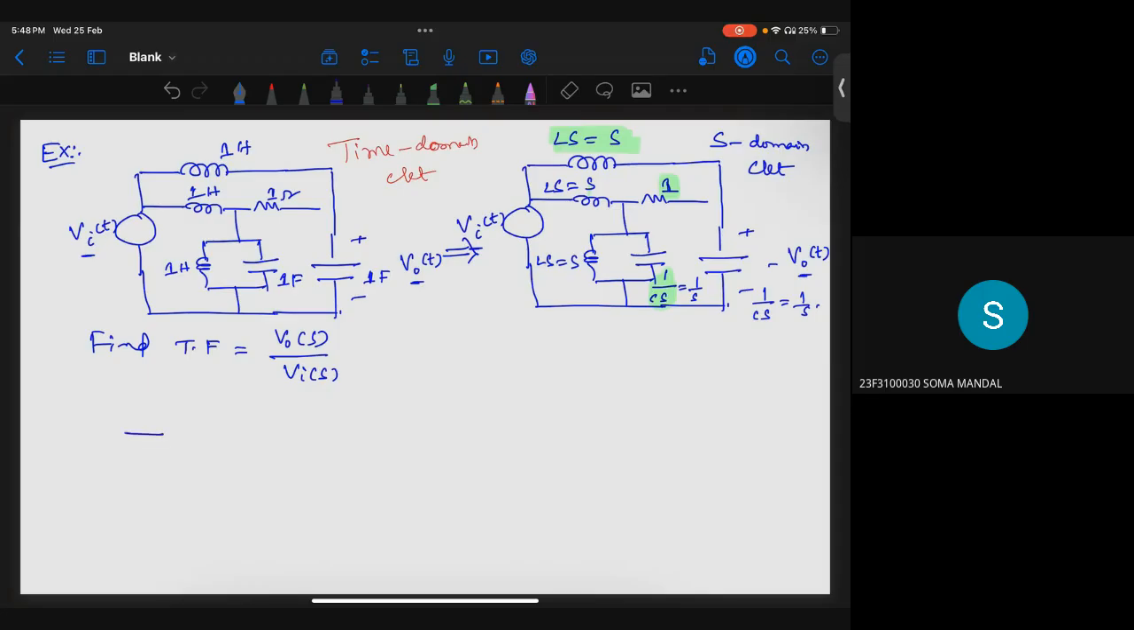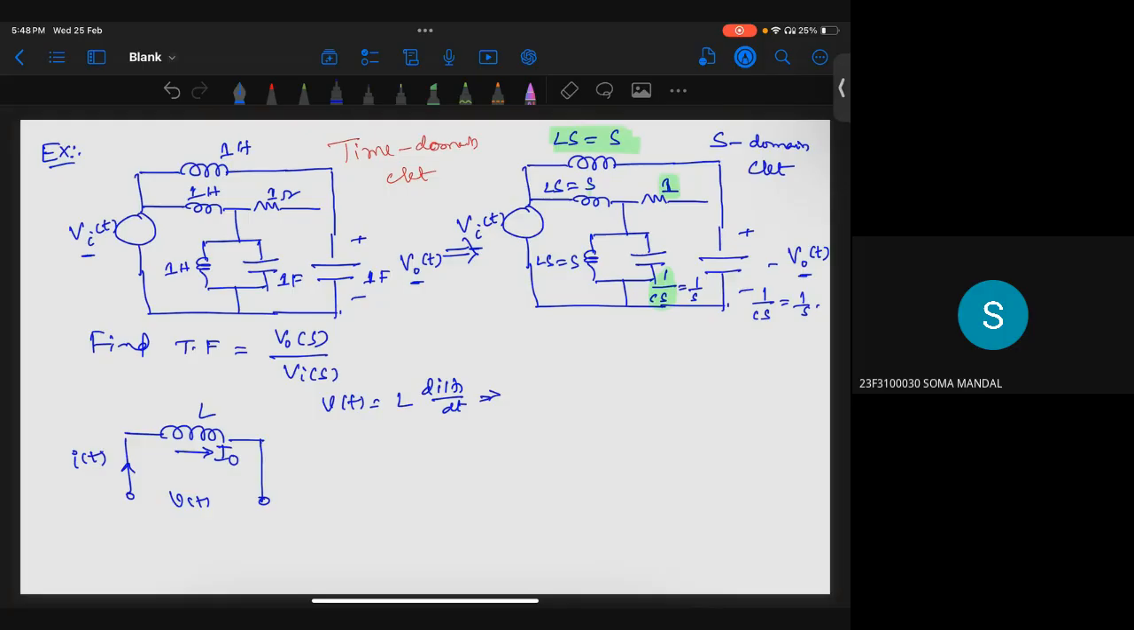So let's take an inductor like this. We have V of t, we have I of t, inductor L. Assume that there is an initial current of I naught. What is the equation here for the inductor? V of t is equivalent to what? L di by dt.